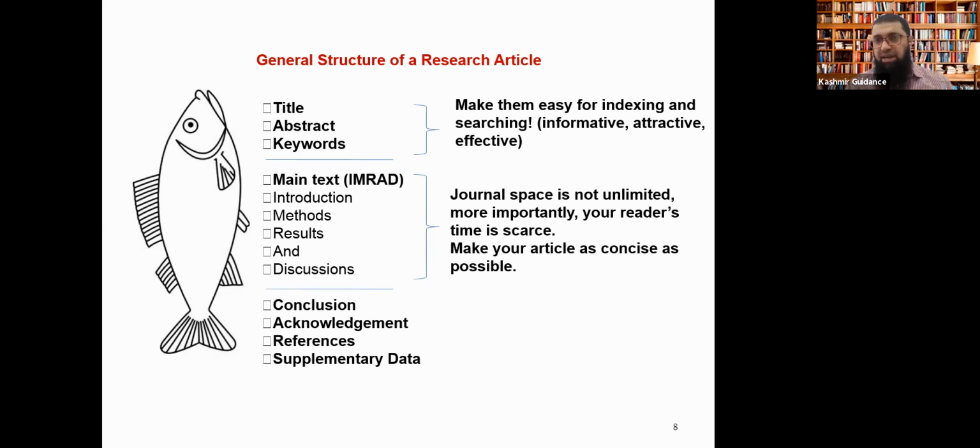A research article also has acknowledgements and references, because all research articles are written in the context of previous research. So we need to give the references, because everything needs to be quoted. We call it the references. And sometimes a research paper has supplementary data.